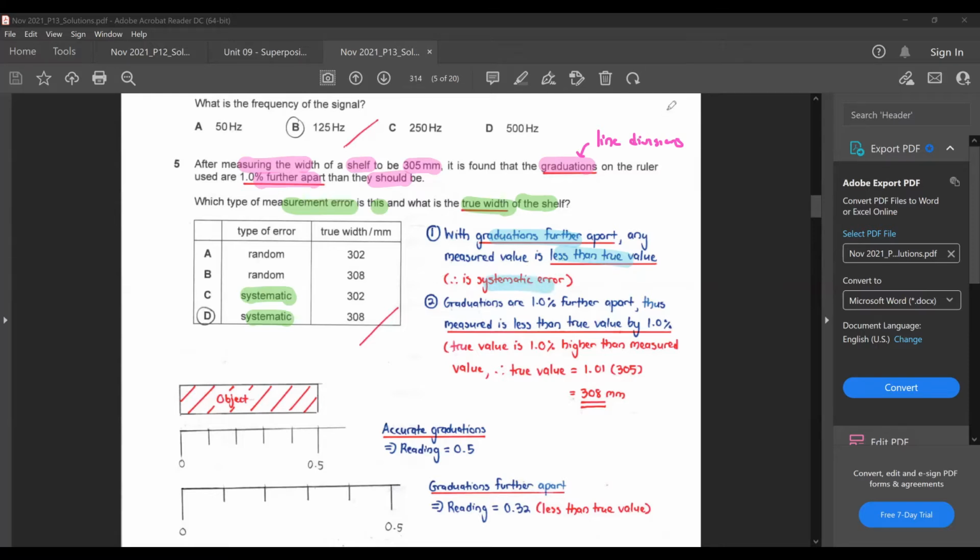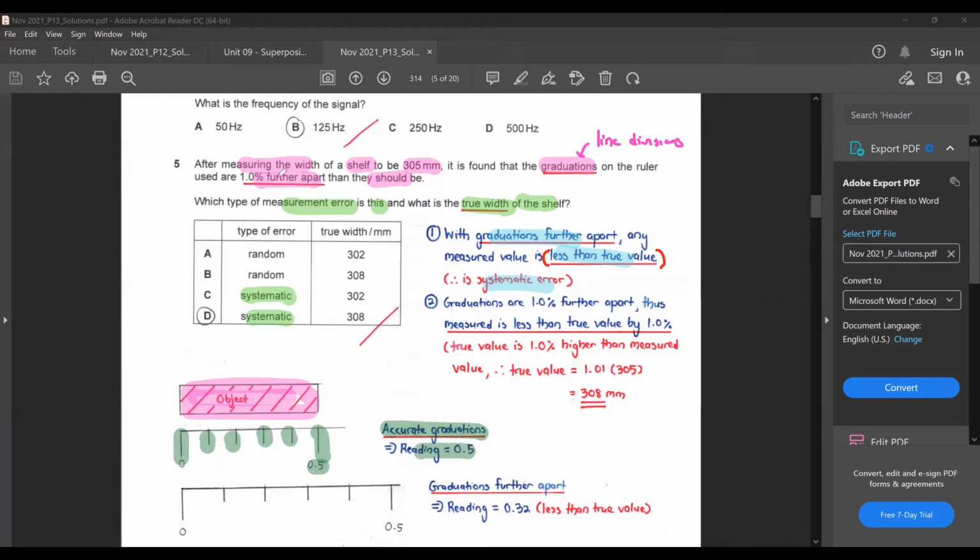Now you may be wondering, with the line divisions further apart, how do I know that the measured value will be less than your true value? You just think of it as this. It will be easier to imagine it from the diagram below. You imagine this is the object that I want to measure. If the graduations or the line divisions on the ruler was accurate, like the one seen here, this one will give me exactly 0.5.